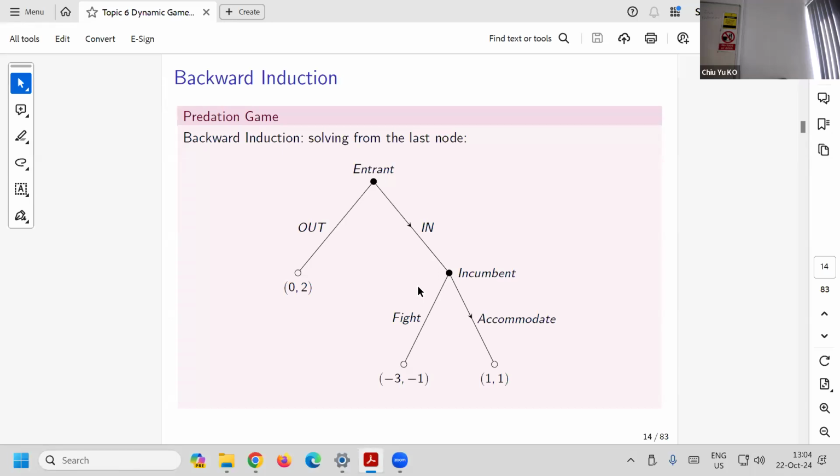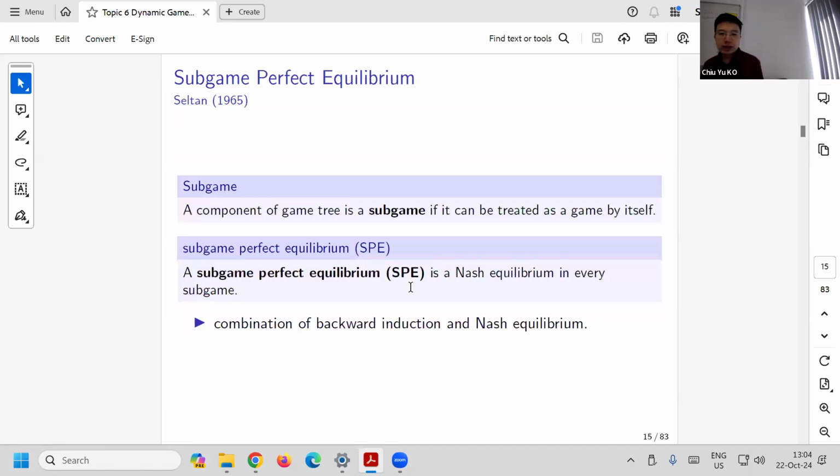We require that if I say it is the equilibrium of the whole game, it must be the case that this part is also a Nash equilibrium in this subgame. That is called subgame perfect Nash equilibrium. You require Nash equilibrium in every subgame. So basically it's a combination of backward induction and Nash equilibrium, and that is how we solve the problem. It turns out this is the same thing: if you solve the game by backward induction, it's the same as finding all the subgame perfect Nash equilibria.